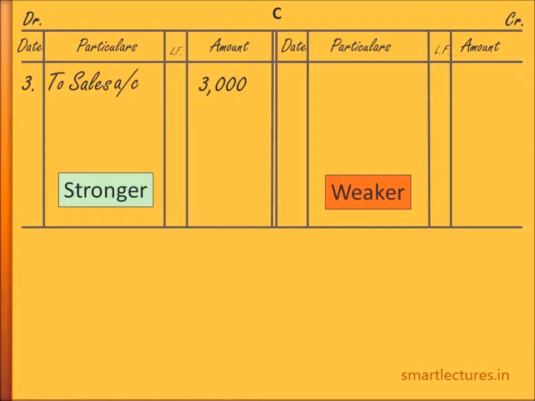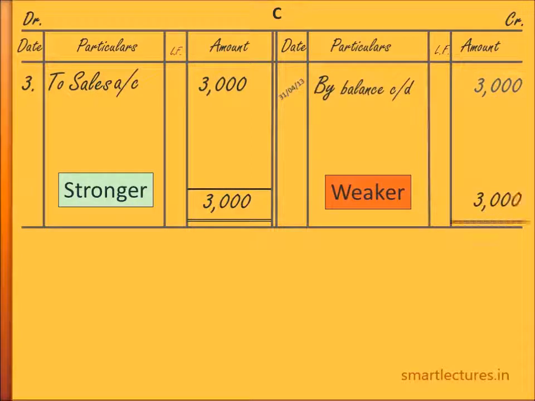Now move to C. You can write down C or you can write down C's account, whatever you like. But personally, I don't like to use account or apostrophe with the personal account, meaning the name of any person. Debit side, the total is 3,000. So on credit side, please write down by balance c/d rupees 3,000. Now the total on both sides, rupees 3,000.